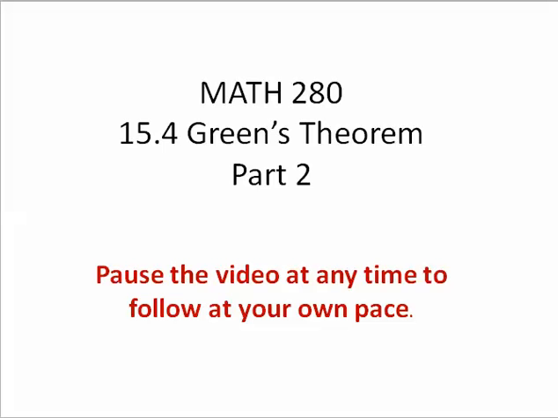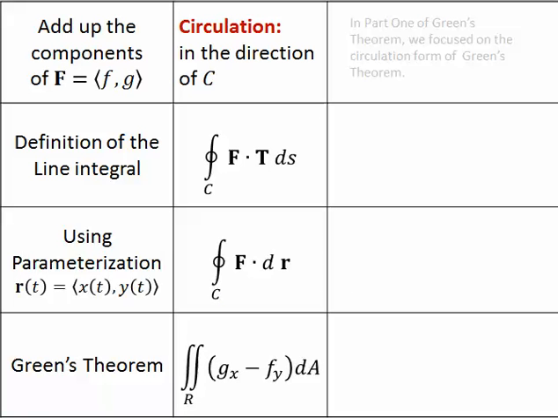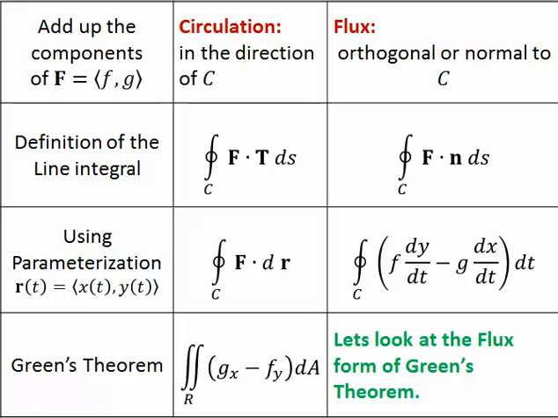Green's Theorem, Part 2. In Part 1, we focused on the circulation form of Green's theorem. Circulation adds up the components of a vector field in the direction of a curve. In Part 2, I'd like to focus on the flux form of Green's theorem. Flux adds up the components of a vector field that are orthogonal or normal to a curve.